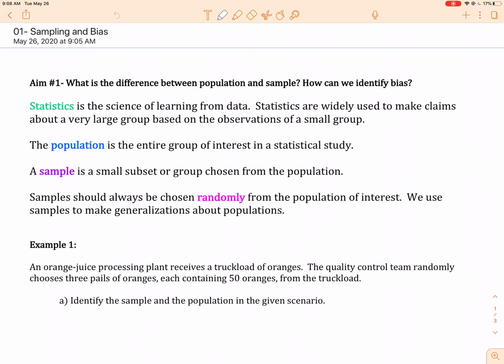Now, what is a population? The population is the entire group of interest in a statistical study, and a sample is a small subset or group chosen from the population. You take a sample from the population, right? I like to say, if this is the population, then the sample is a piece of the population, okay? Now, samples should always be chosen randomly from the population of interest. And this word random is, if you take AP statistics, you will learn one of the most important words of all of statistics. We use samples to make generalizations about populations.